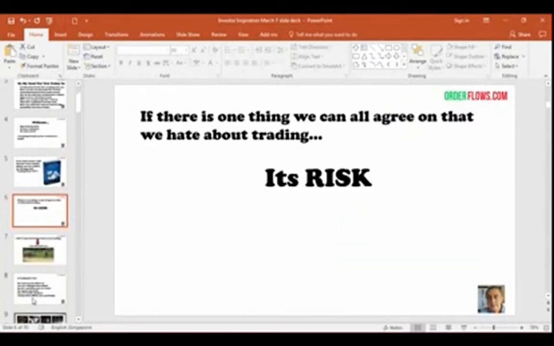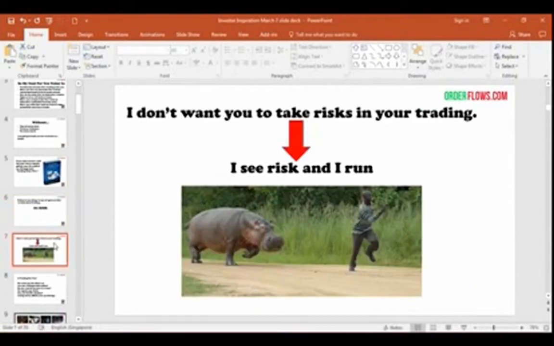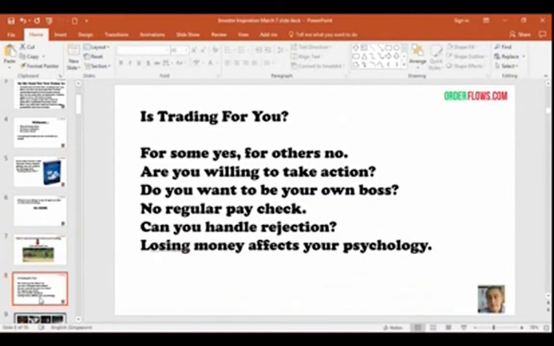Now, if there's one thing we can all agree on that we hate about trading, it's risk, right? Nobody likes to take extra risk. I mean, I don't. There's no reason why anybody should be taking extra risk. I don't want you to take extra risks in your trading. I see risk and I run, plain and simple. And order flow is going to help you reduce the risk in your trading.